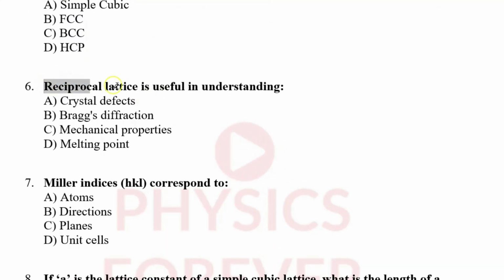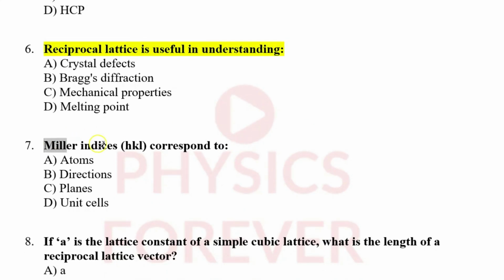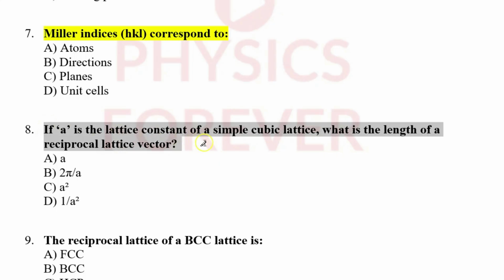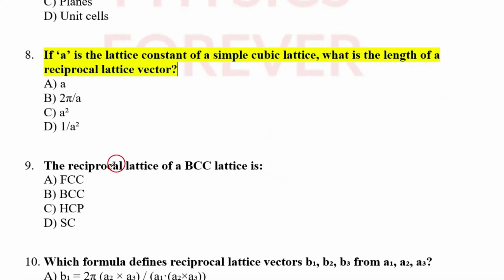Question number 6, then reciprocal lattice is useful in understanding. Then Miller indices HKL correspond to. Question number 8, if A is a lattice constant of a simple cubic lattice, then what is the length of the reciprocal lattice vector? So the reciprocal lattice of BCC lattice is, I am telling you, 99% this kind of question will come.